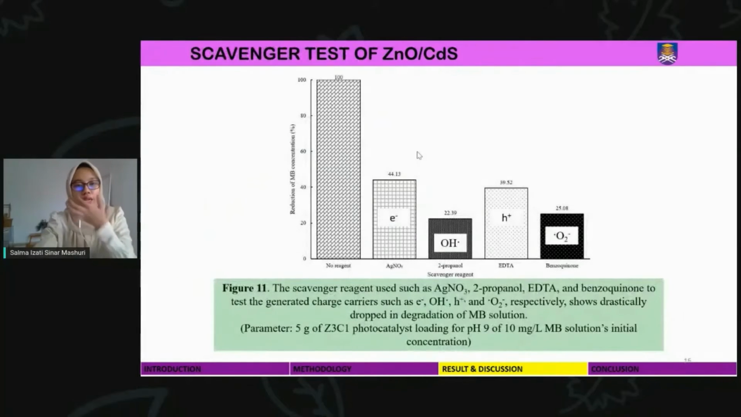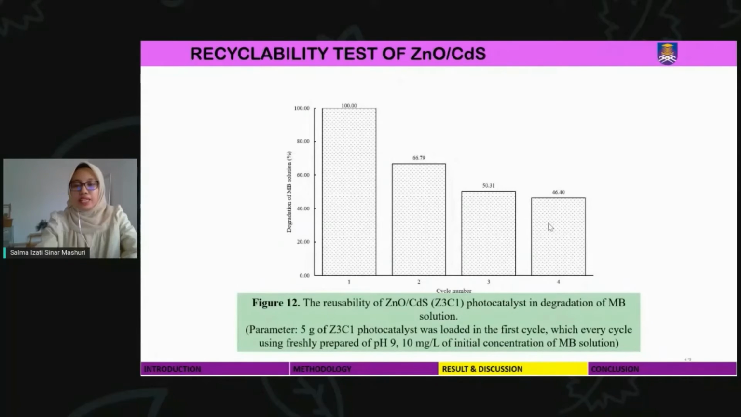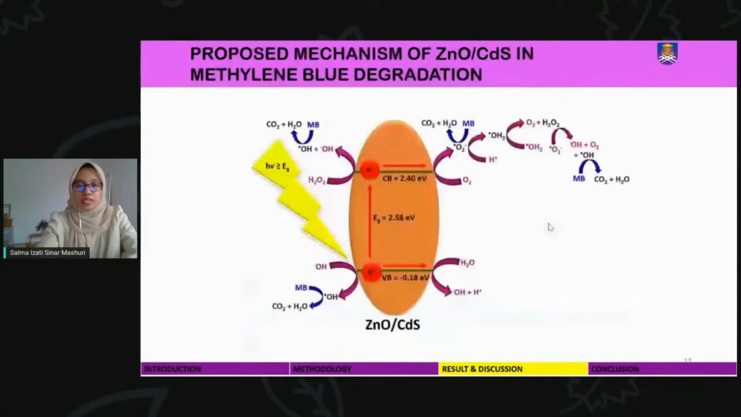So we want to know what active species are available inside the solution. We do the scavenger test. So the reagent can determine the specific active species. We can see here that electron and hole are generated from the photocatalyst. However, the major active species that degrade the methylene blue are hydroxyl radical and also superoxide. And the recyclability test can be up to 4 cycles.